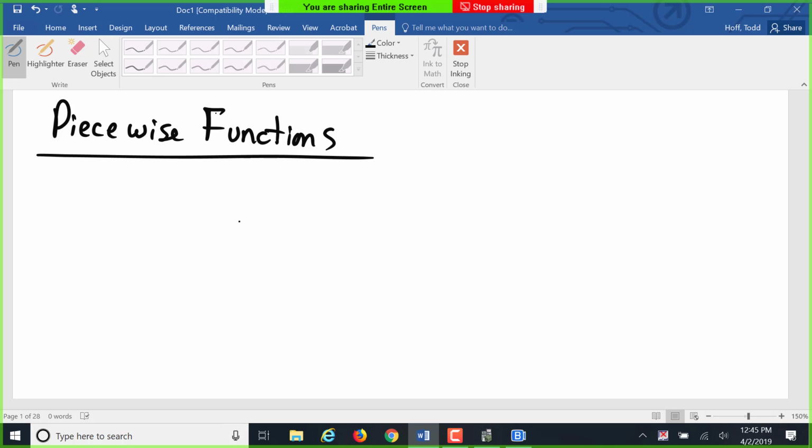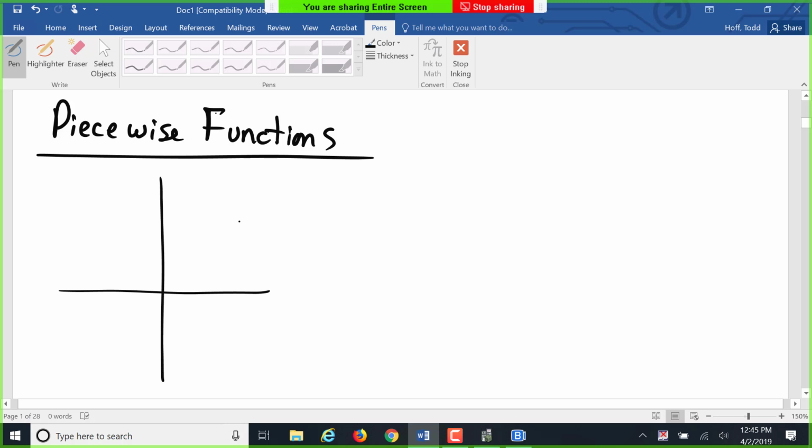A piecewise function is probably easiest to start defining if we look at its graph. If we look at the graph of a piecewise function, it might be something that looks like this. A line going up to that point, let's say that point there is, let's call that 4, 2. And from that point, it's part of a parabola.